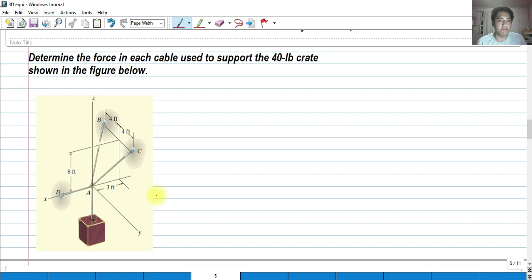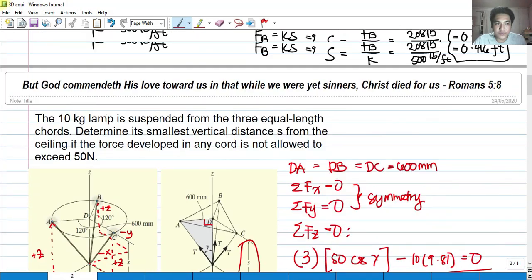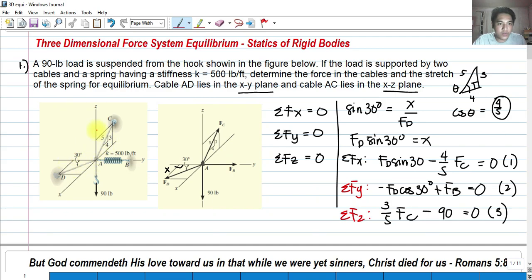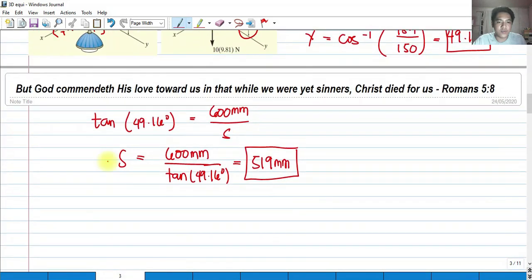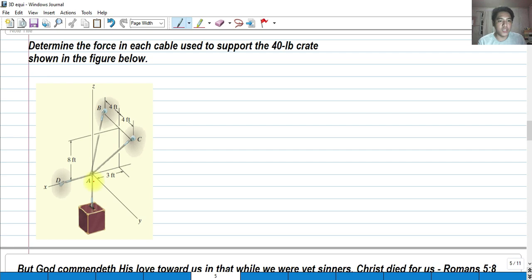In the previous examples, like the first example, we are dealing with the angle. We know the triangle, the lengths of the triangles. But for this problem, only some distances or parameters are given, such as the distance along the x-axis, the y-axis, and the z-axis. So in order to solve for the forces developed by each cable, we need to use Cartesian vectors.